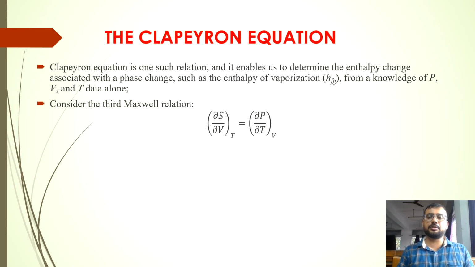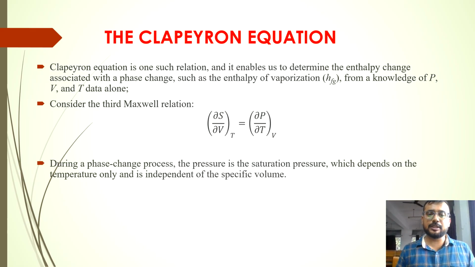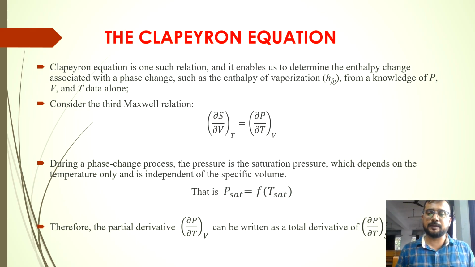Consider the third Maxwell equation, (∂S/∂V) at constant T equals (∂P/∂T) at constant V, and during a phase change process the pressure is the saturation pressure, which depends on the temperature only and is independent of the specific volume. That's why Psat is a function of the saturation temperature, and the partial derivative will be converted into the saturation derivative.